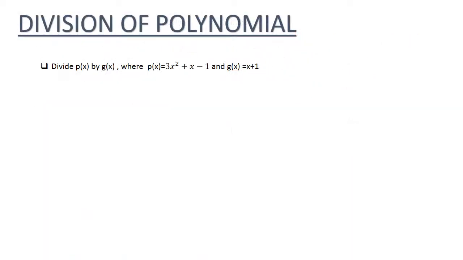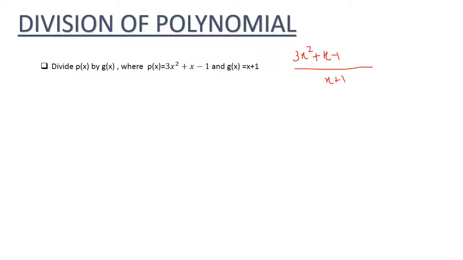So next topic is division of polynomials, and we have to divide p of x by g of x, where p of x equal to 3x square plus x minus 1 and g of x equal to x plus 1. So 3x square plus x minus 1 upon x plus 1. We have to find this by the method of division. So how does division occur in polynomials?